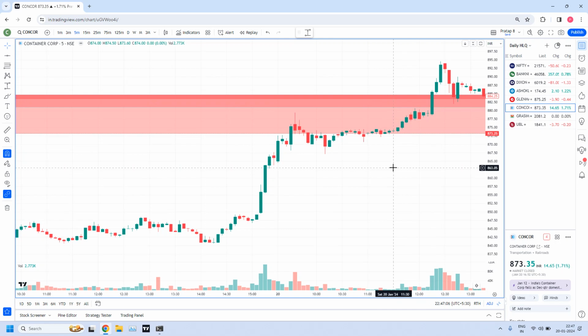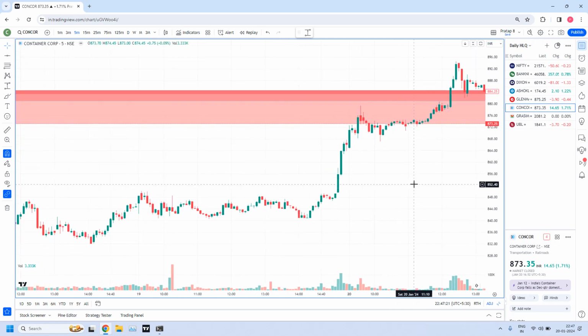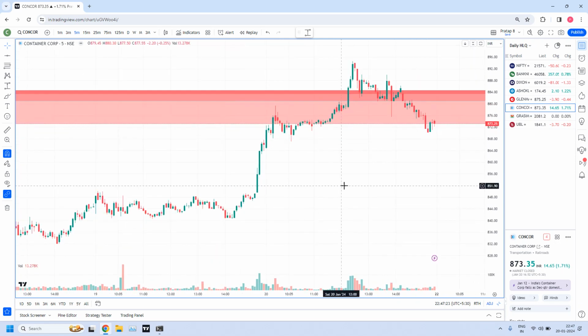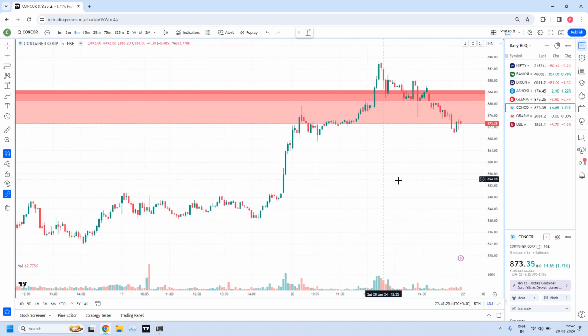So Conquer has given a loss of 1,100 rupees per one future slot. And the ROI, negative ROI, is minus 0.7%. That is the ROI. So this is one stopped out trade from today.